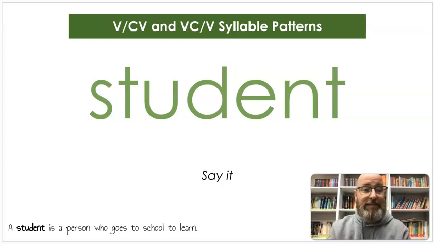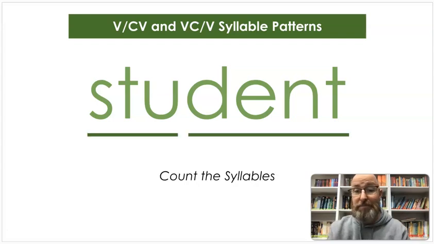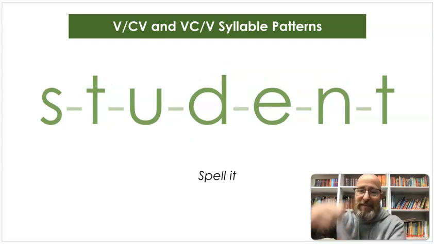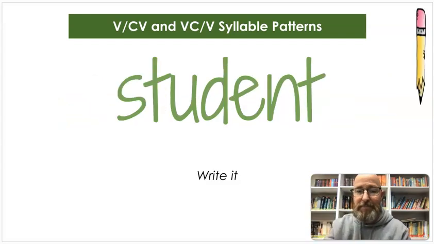The next word is student. Say student. A student is a person who goes to school to learn. Let's count the syllables. Student. Let's spell it. S-T-U-D-E-N-T. Student. And let's write it.